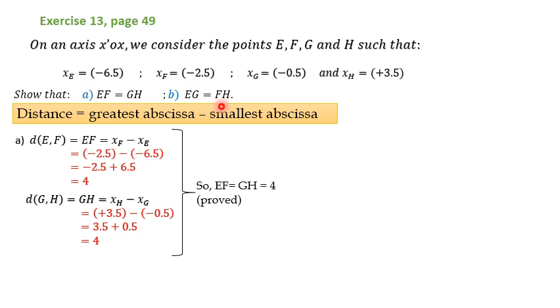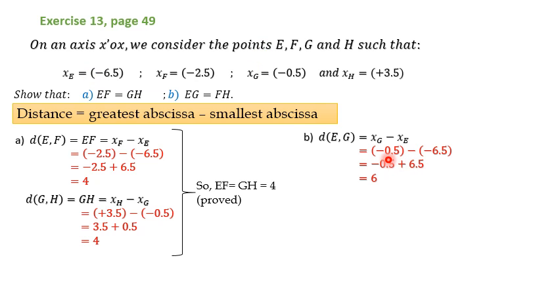EG equal to FH. I have to calculate EG and calculate FH. They should be equal to each other. Since they told me to show that, then definitely they are equal, but I have to prove them. The distance EG is XG minus XE. Abscissa of E is minus 6.5, abscissa of G is minus 0.5. Minus 0.5 is greater than minus 6.5, so I can say that it's XG minus XE.